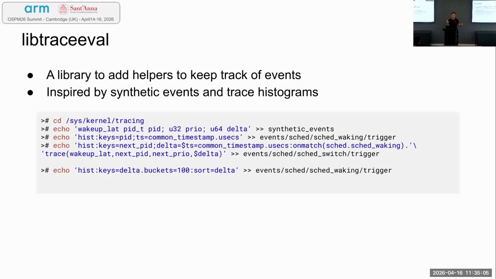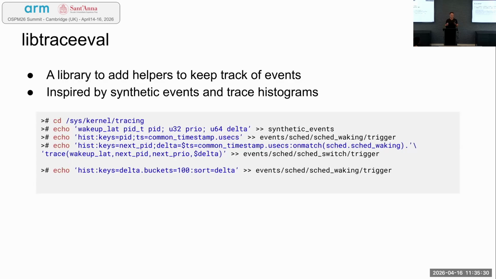So when a wake up happens, it records the process ID of the wake up. And then I can also create a variable in the histogram, which I'm going to call TS. I'm going to take the timestamp counter in microseconds. If you leave off microseconds, it's in nanoseconds by default. So common timestamp.usecs will record into the variable the microsecond timestamp.